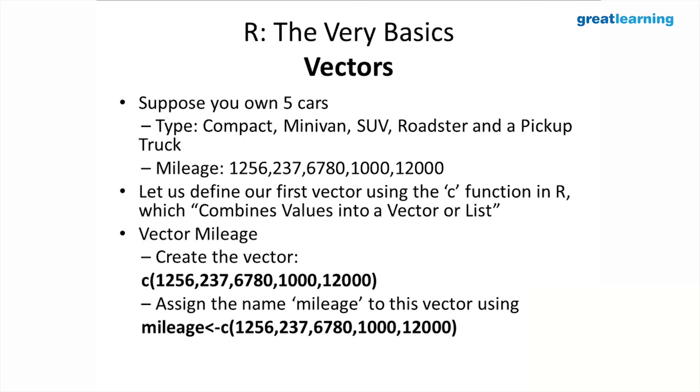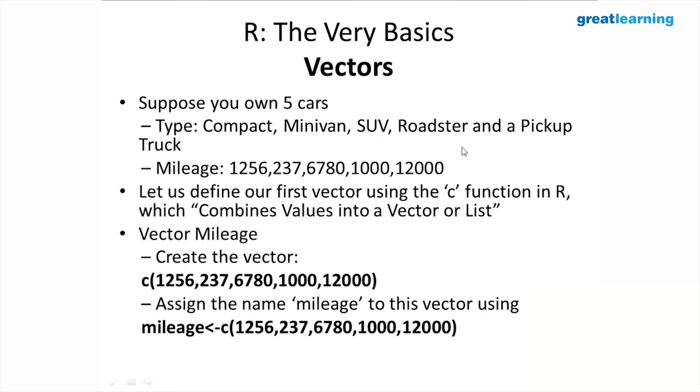And when we talk about cars, the next thing that comes to my mind is the efficiency, basically mileage. That's again a question when I pick up a car for myself. So how will we do that? On the screen you can see I've just set the type: compact, minivan, SUV, roadster, pickup truck. Mileage: 1256, 237, 6780, 1000, 12,000.